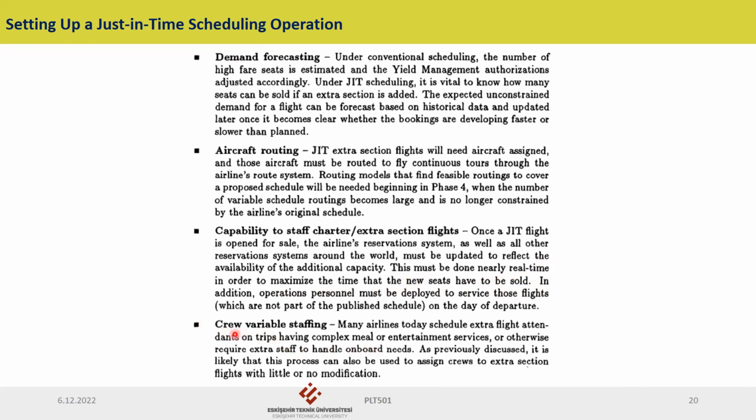The fourth one is crew variable staffing. Staffing is also an important part of this concept. Extra flights depend on your staff. Complex meal or sleeping arrangements for this staff also add to your complex management system. Otherwise you will require extra staff to handle these needs. You don't want to take any other staff to solve any other problem. You have to solve this problem inside. Okay, this says here that.